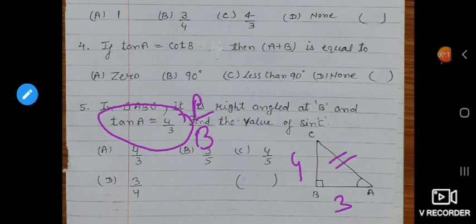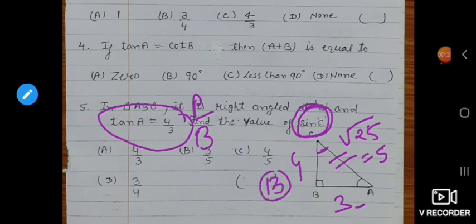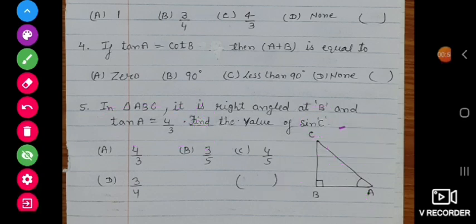Then what will be the hypotenuse? 4 square is 16, 3 square is 9. 9 plus 16 is 25. Under root 25 means 5. You have to find sine C. It means C will be here. When the other angle is here, then this will become base and this will become perpendicular. Sine C is perpendicular upon hypotenuse. Perpendicular was 3 and hypotenuse was 5. So 3 upon 5. B is your answer.